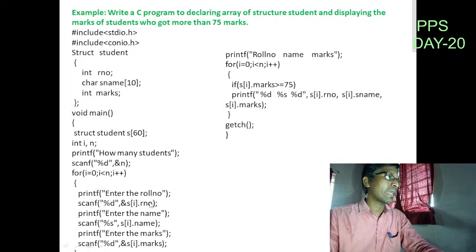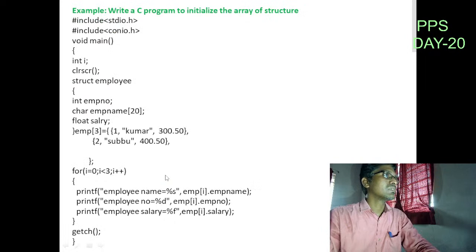If you want to access the roll number of a structure member, you have to use s[i].rollnumber. That means it is an array of structures. The first value will be stored at index number 0, the next value at index number 1, the next at index number 2, and so on. You already discussed array concepts in the previous sessions. It is the same here, and you have to use it the same way in structures also.